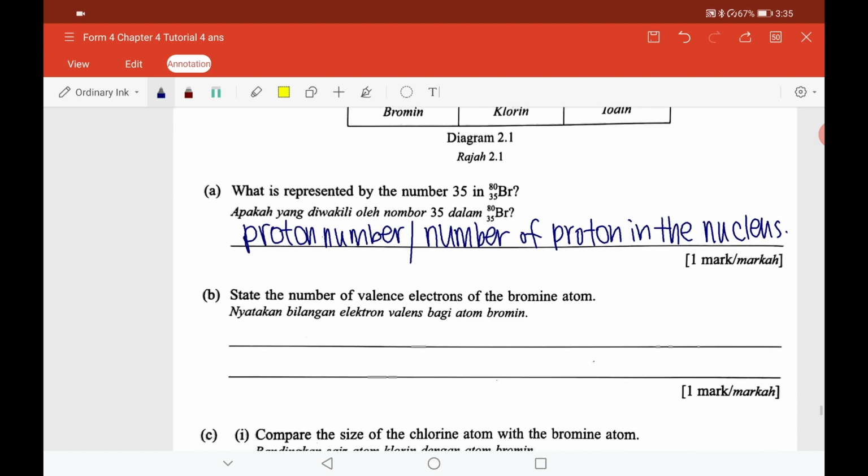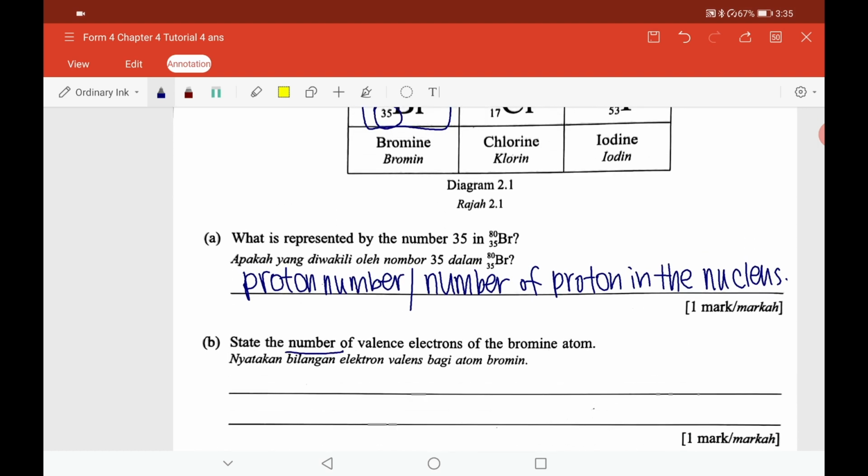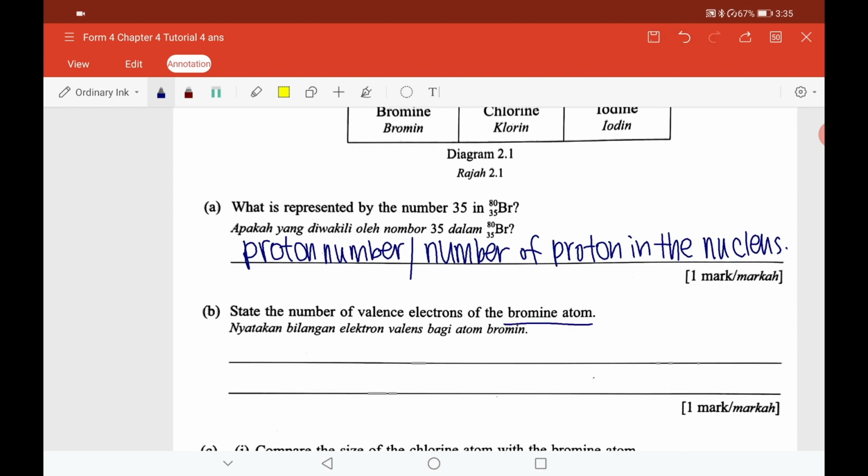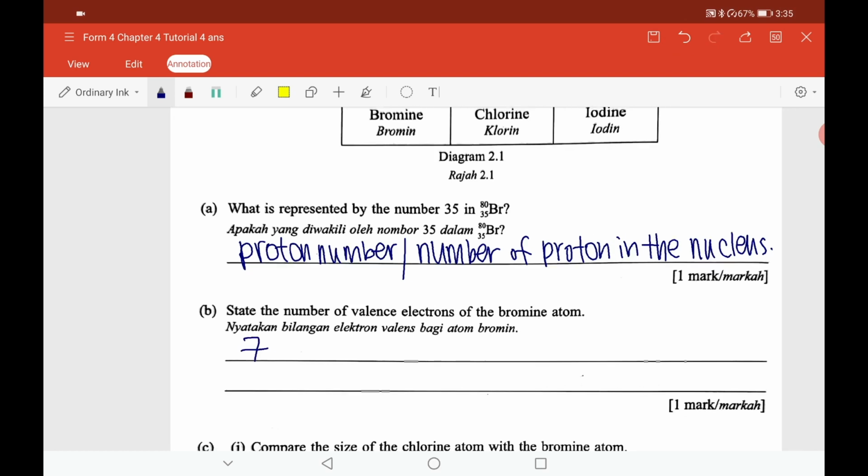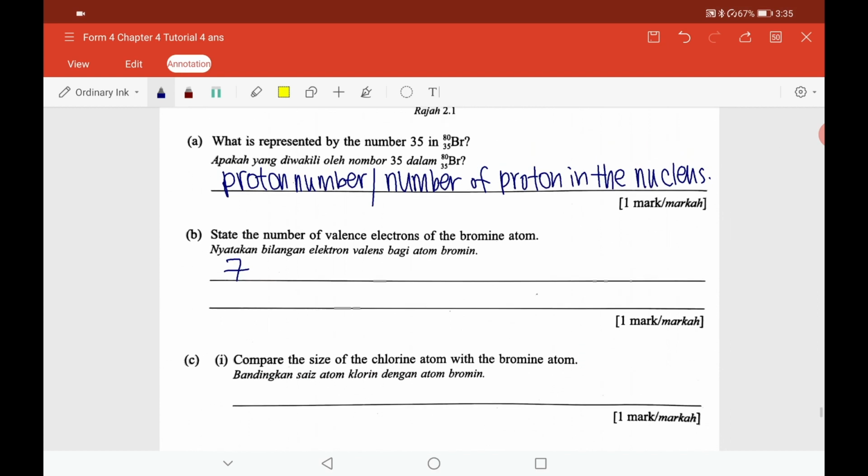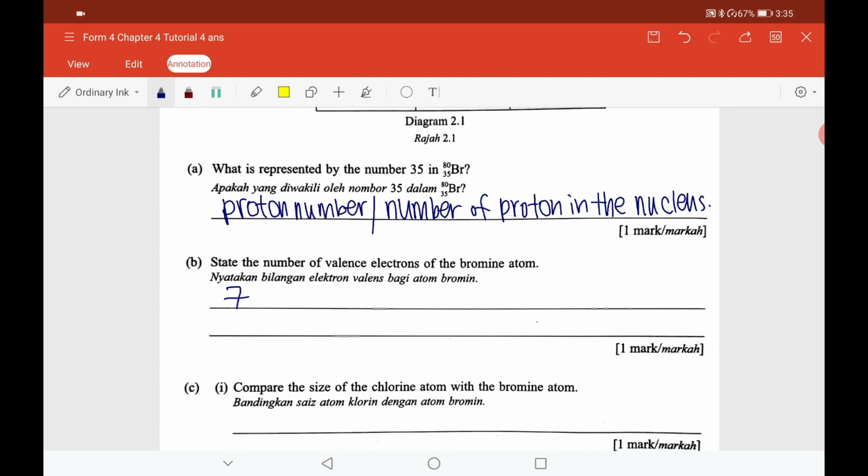Next, you need to mention the valence electrons for bromine. This is very simple. Bromine is in group 17. Group 17 always has 7 valence electrons. So this is very straightforward.